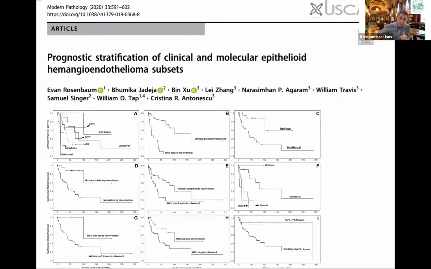And although the initial paper on the YAP1-TFE3 suggested that it may be aggressive, it actually seems like the opposite, that the YAP1-TFE3 may be less aggressive from the data that we have so far. So it may be separated from the classic epithelioid hemangioendothelioma, but in any way seems to be behaving in a more indolent fashion. The cutaneous ones are actually very, very indolent.